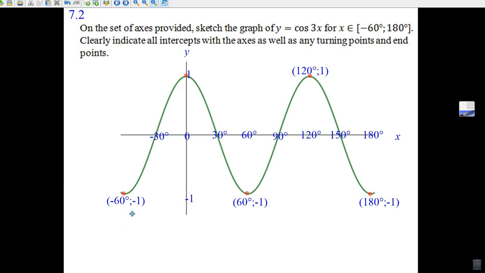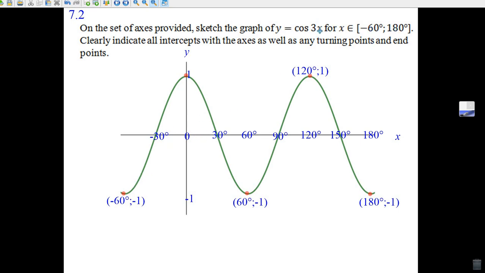Okay, this is the trig graph problem, and it's a place where you guys should have all got 4 marks if you just knew how to even work your calculator or the basic idea of a cos graph. It says cos of 3x, we're supposed to graph it, in between minus 60 and 180 degrees.